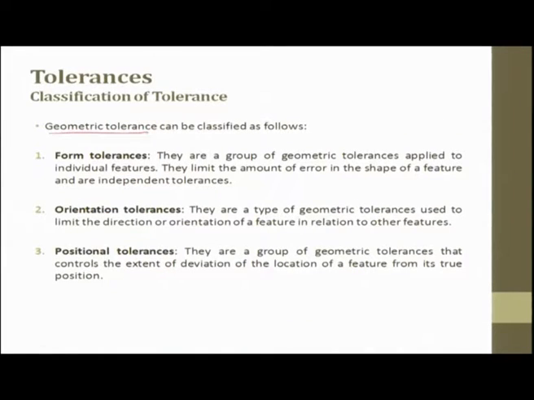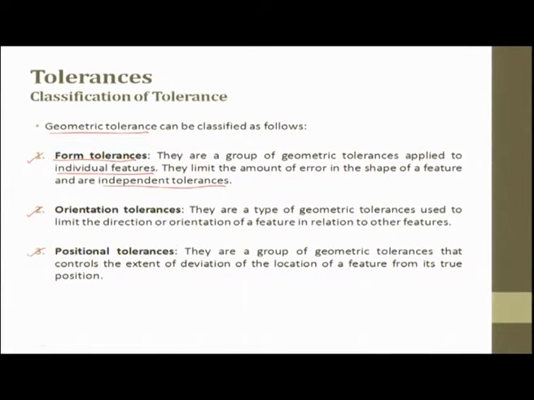So, the geometric tolerance can be further classified into three parts. One is called form, another one is called orientation, and the third one is called position. Form tolerances are a group of geometric tolerances applied to individual features. They limit the amount of error in the shape of the feature and are independent of the dimension tolerance. So here form tolerance is more talked about in terms of individual features.